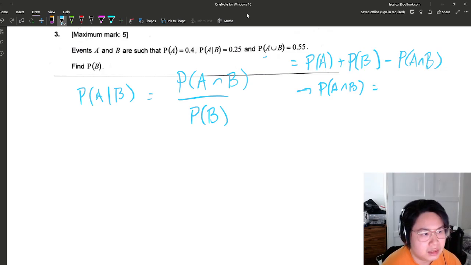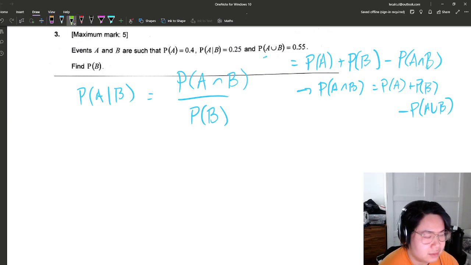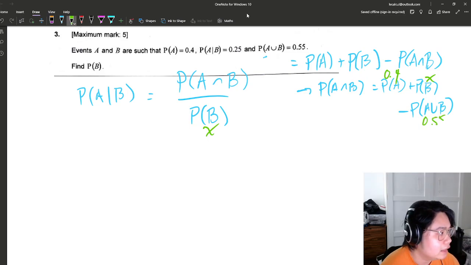So this is going to be P(A) plus P(B) minus the union. Okay, and then this is kind of a lot of writing. I'm going to replace all my values. So this I'm trying to find out, so I can call that x. It's kind of ugly looking on the screen. I know this is 0.4, and then this is 0.55, and then this over here is 0.25.